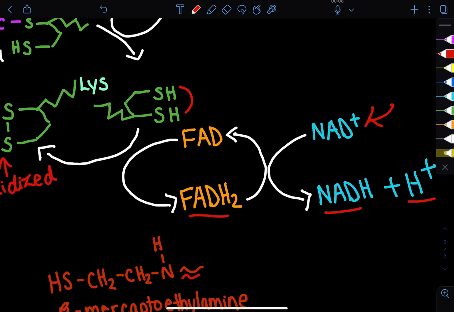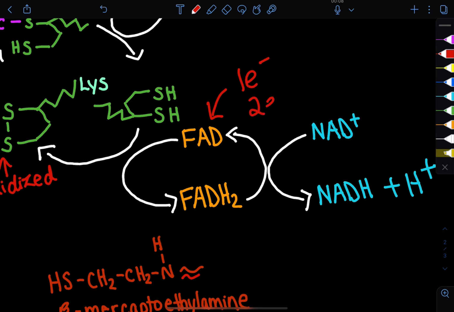But then FADH2 passes those electrons onto NAD+, and NAD+ becomes NADH and H+. Now we might have the question, why are we using 2 electron carriers? Why couldn't we just directly transfer these 2 electrons onto NAD+? Well, that's because FAD has the ability to pick up 1 electron or 2 electrons, whereas NAD+ has the ability to pick up only 2 electrons at a time.